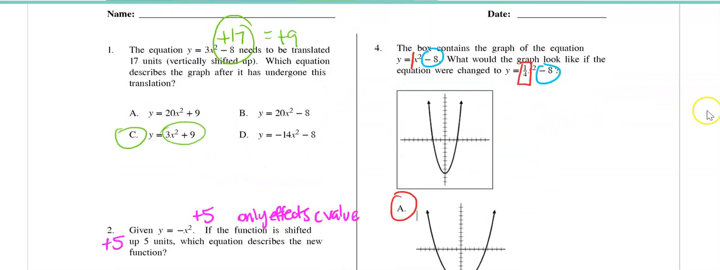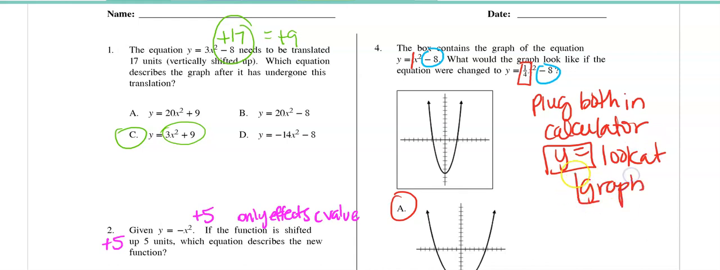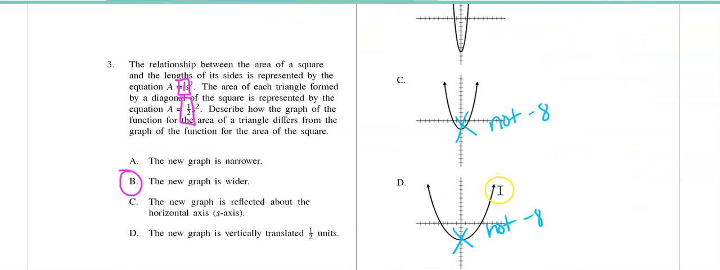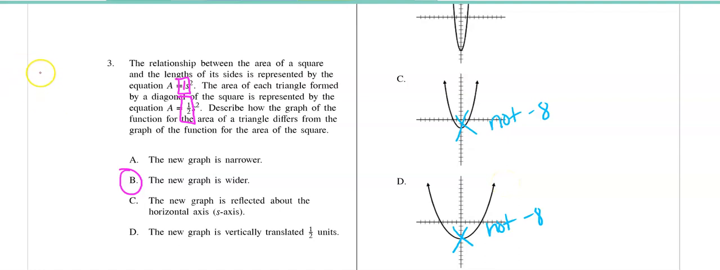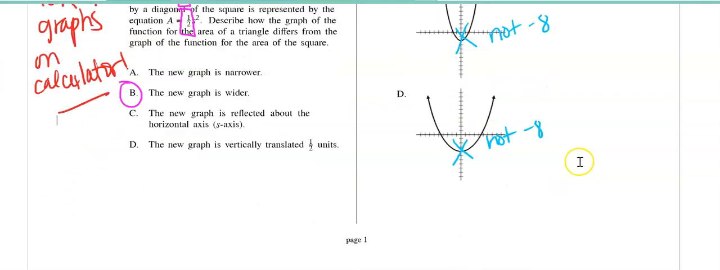So again, as a note to yourself, and I didn't write this in: plug both into the calculator in y equals, and then look at the graph. Okay, plug both into y equals and look at the graph. That was also the same thing on number 3. So I'm going to go add that in. Look at graphs on calculator. Sorry about that. All right. I even had it written on my notes and forgot.